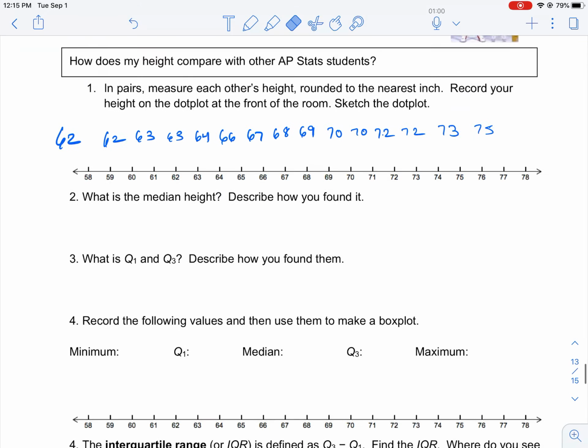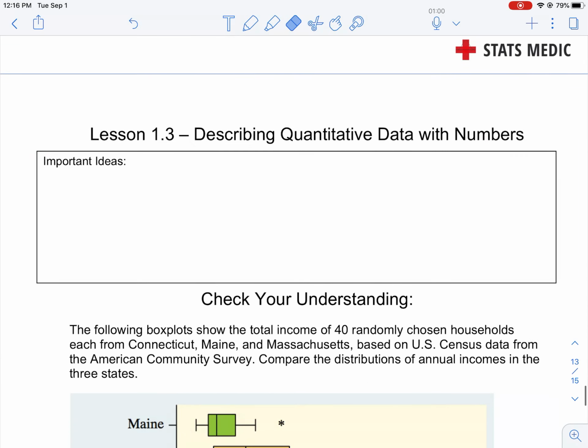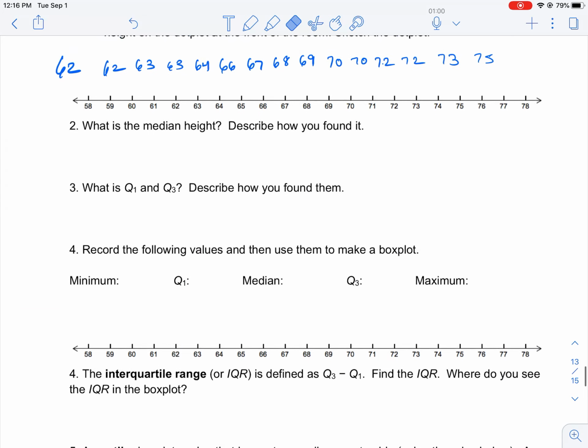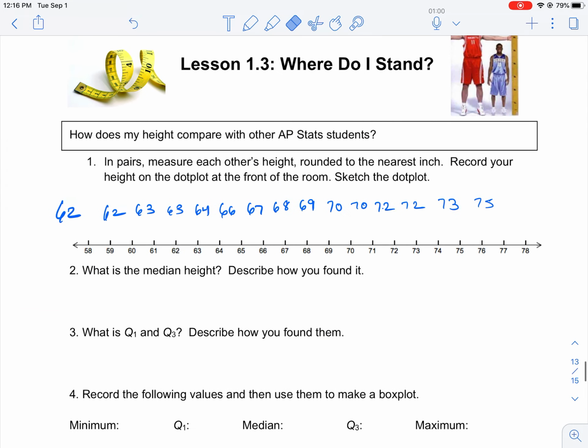Welcome back. Today we're going to do a little investigation to talk about describing quantitative data with numbers, and we're going to look at some summary statistics, what's called a 5-number summary. This is a continuation of last video, and I've got some data here that we're going to work with to try to figure out what it actually means to describe this data.